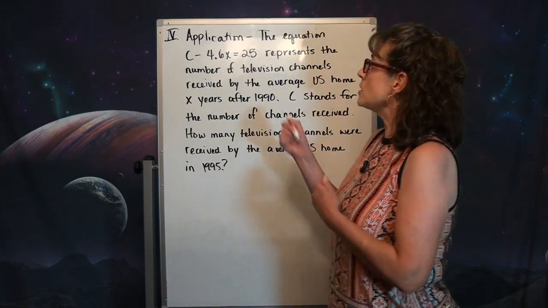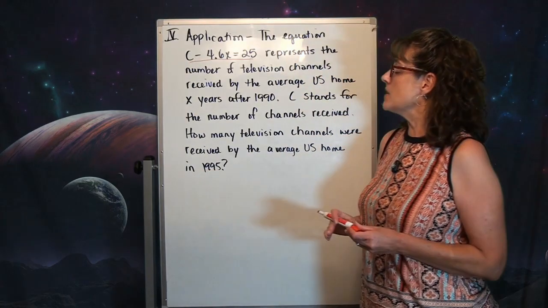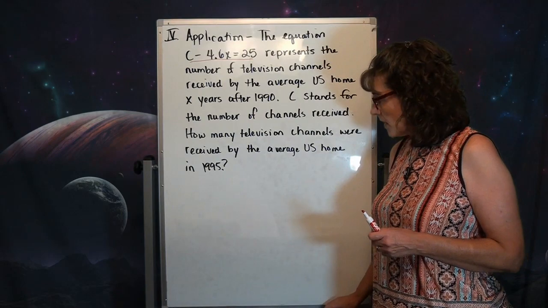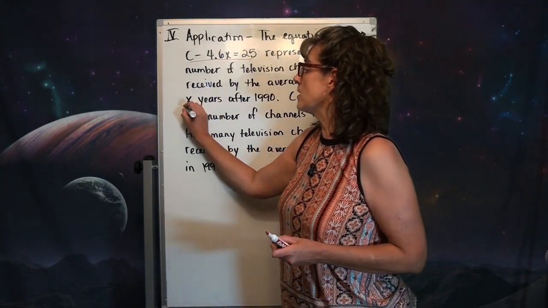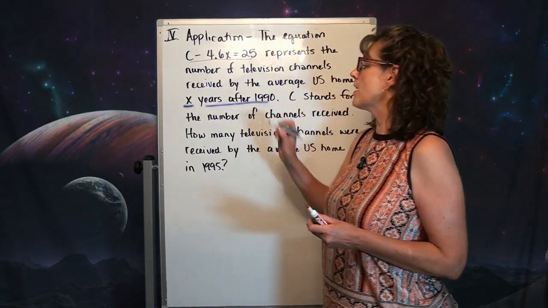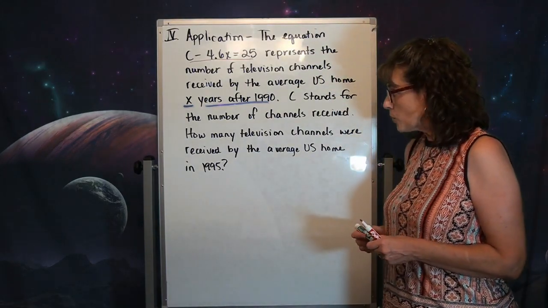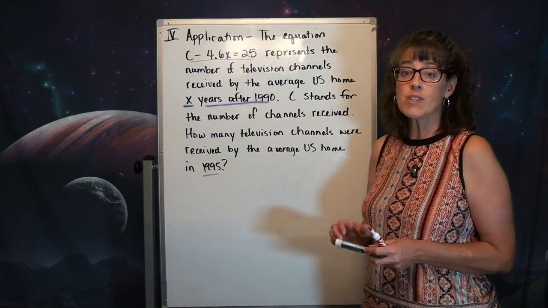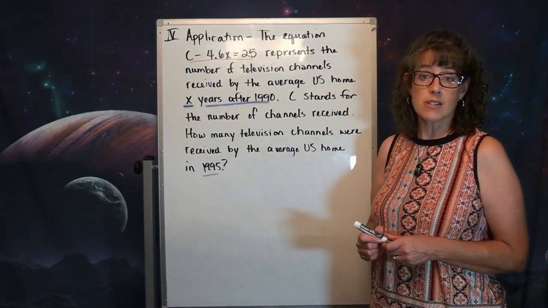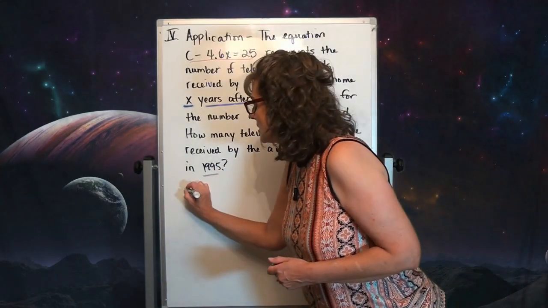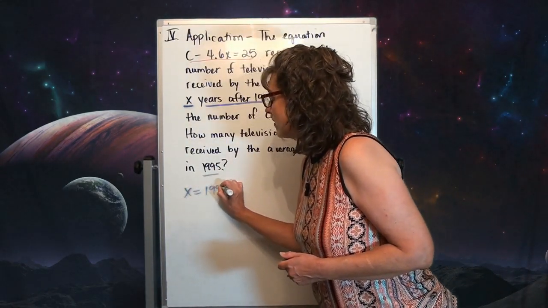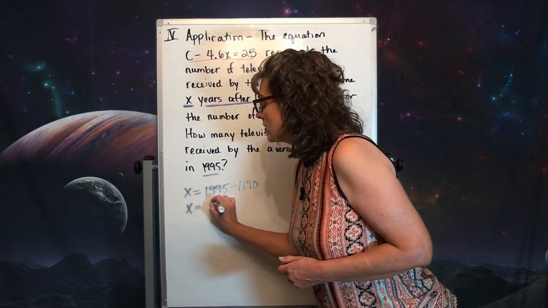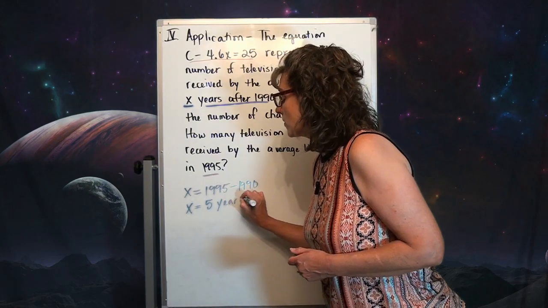Okay, so here is an equation that represents the number of television channels received by the U.S. home. Now notice that in that equation it says that this x right here represents the number of years after 1990. And notice that we are talking about the year 1995. So if that's the case, then what would this x be? How would you figure out what that x is? Absolutely. You would take your 1995 and you would take out 1990, and that would tell you that x is going to be 5 years in this particular case.